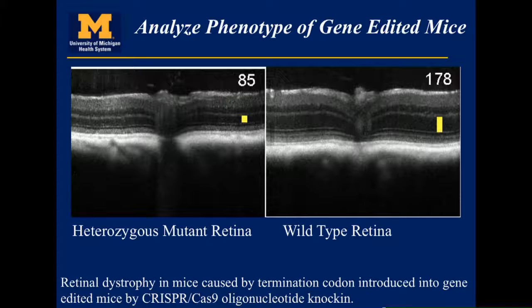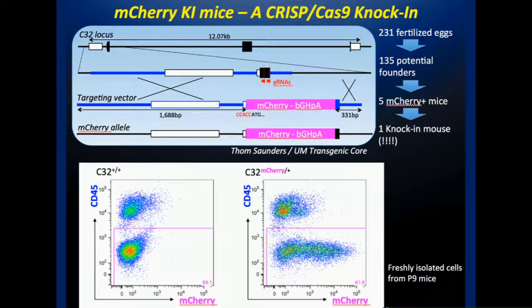The outer segment is compacted compared to the wild type. And so, patients, this may be one of the reasons for their pathology. The lab is now continuing to pursue this. And then this is the example of the cherry knock-in.